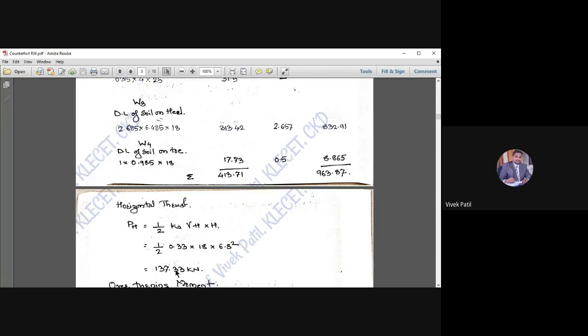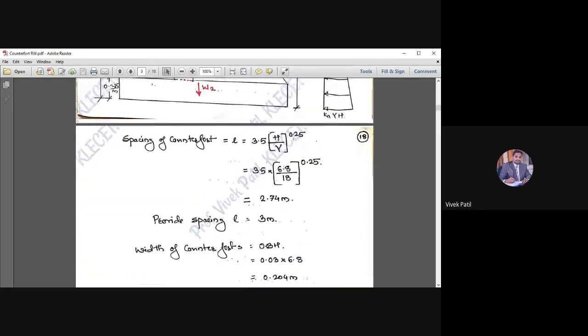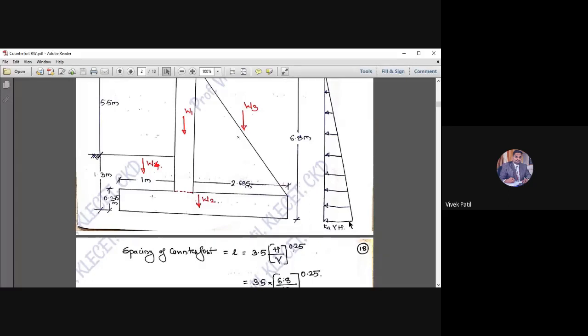Moment is given by force into distance. So where will this thrust in the horizontal direction be acting from the base? The resultant of this total force will be acting at 1/3 into 6.8 from the base, that is 1/3 into H.